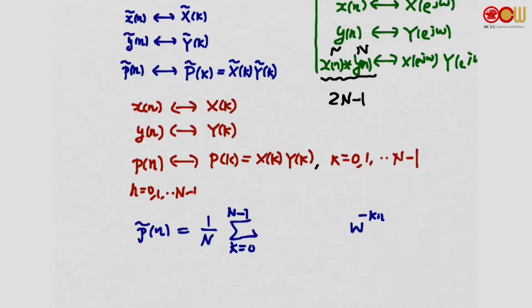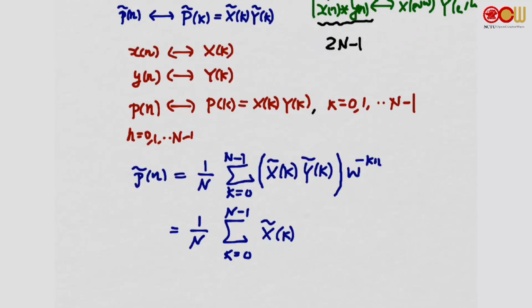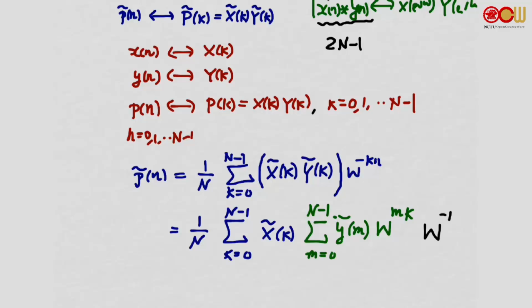Let's apply the inverse DFS on p tilde k and see what p tilde n is. This is the place we should put p tilde k, right? And we know p tilde k is the product of x tilde k and y tilde k. To relate it to the time domain sequence, let's replace y tilde k by the sum over m of y tilde m, the N-point DFT of y, where m goes from 0 to N minus 1, and we still have W to the minus kn from the previous equation.